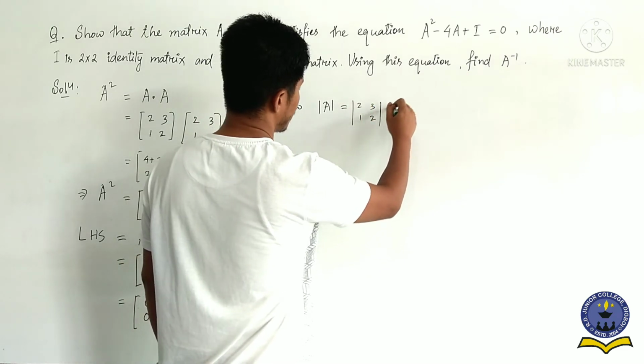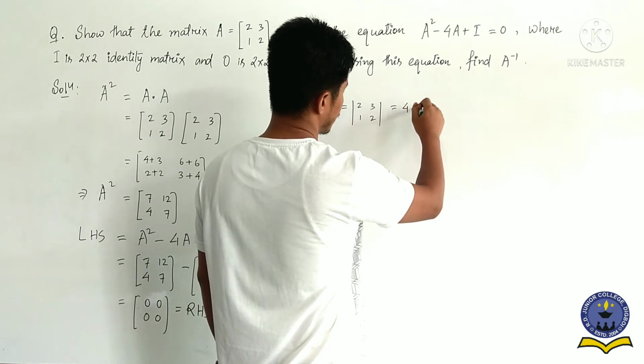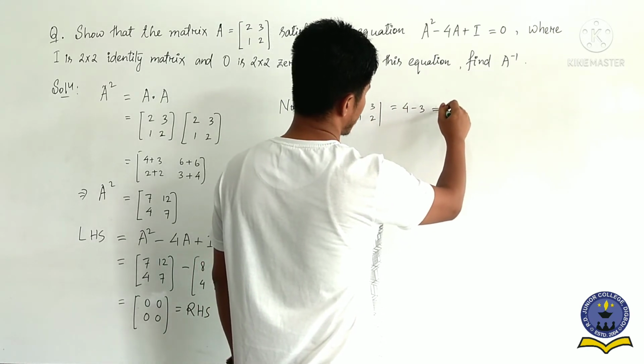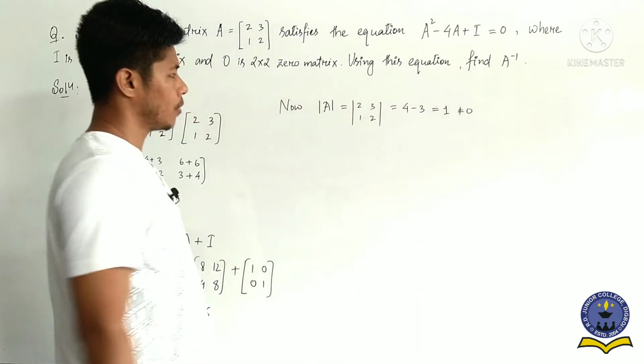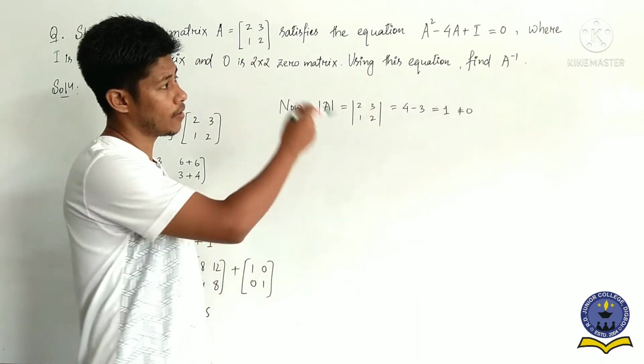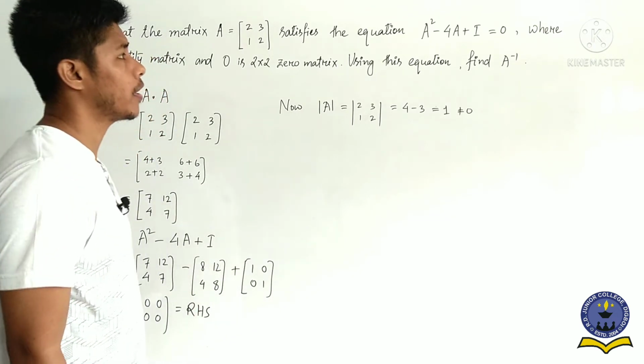If we evaluate this, 2 times 2 is 4, so here we get 4 minus 3. That means this equals 1, which is not equal to 0. So if it is not equal to 0, then what can we say? The inverse exists here, isn't it? It is invertible, so we can find the inverse.